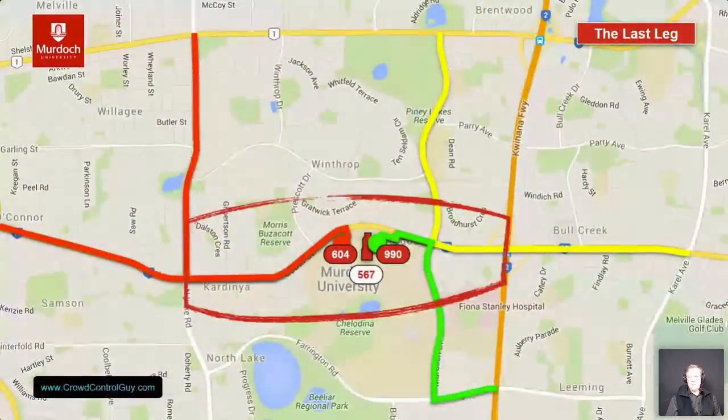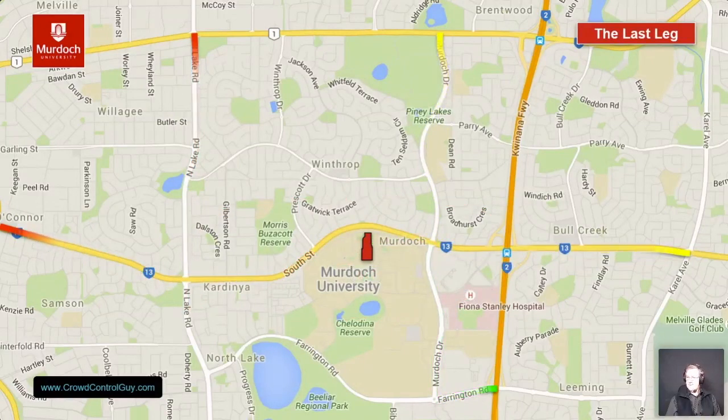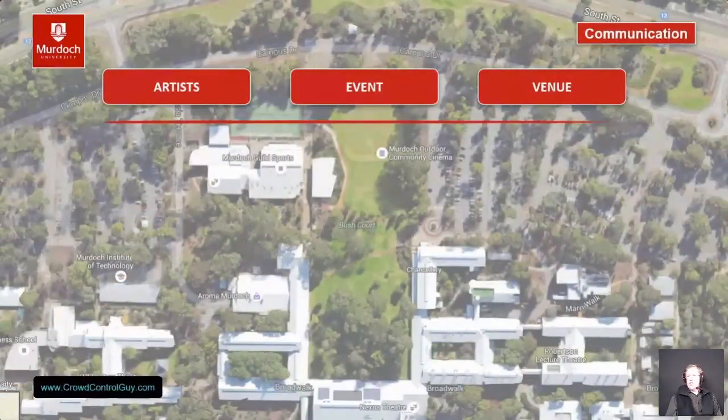The last leg is the reverse of the first leg, but it's the last leg on the way home, and it's still part of the experience, and off they go. You need to know which roads they're going to come on. In the control room, we only had C2. I have the computers going, so I have the intelligence as well.